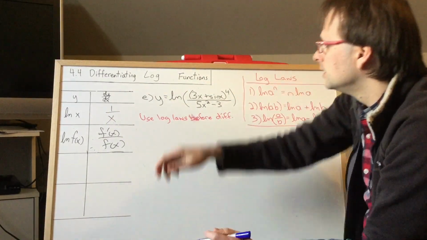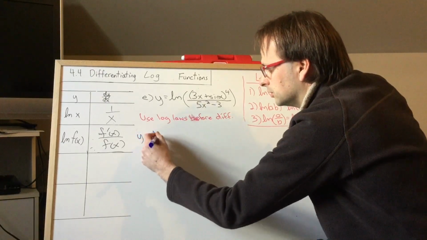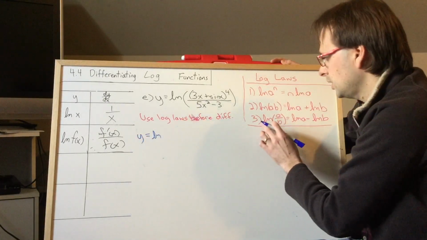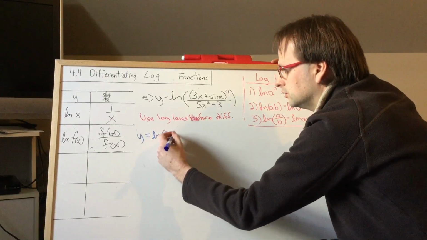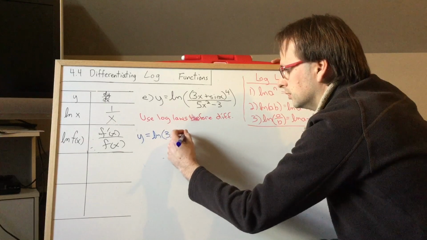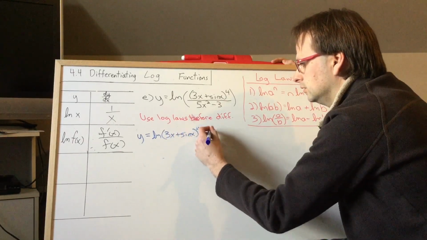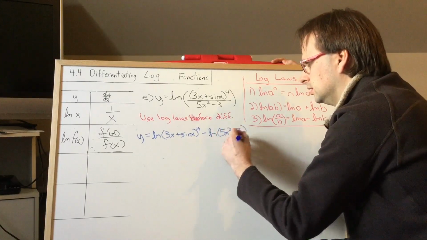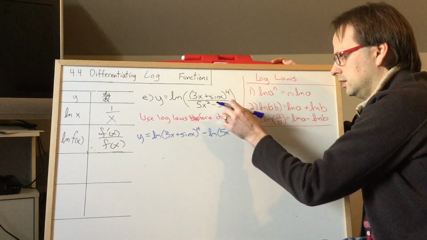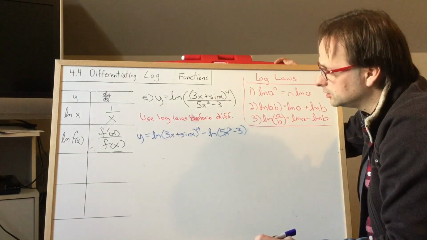So let's see what that looks like. It's still going to say y equals, because I'm not differentiating yet. But I see this third log law here, this division. So let's write this out. Ln of sine x to the 4 minus ln of 5x squared minus 3. It's like this was my a, and this was my b. And now we could differentiate.